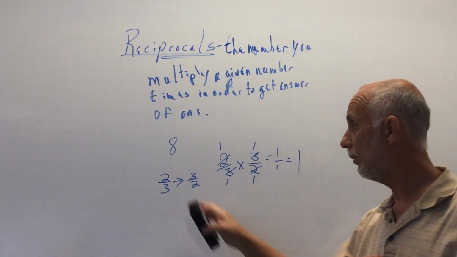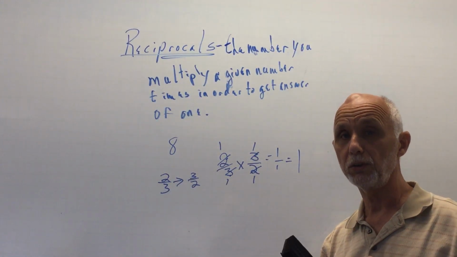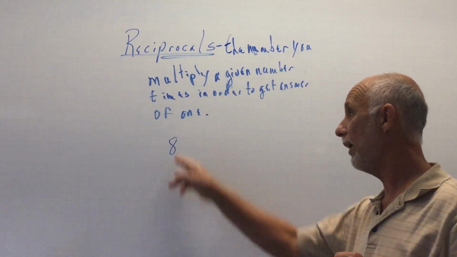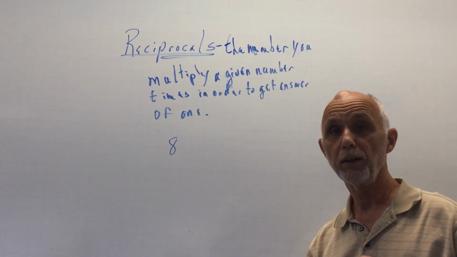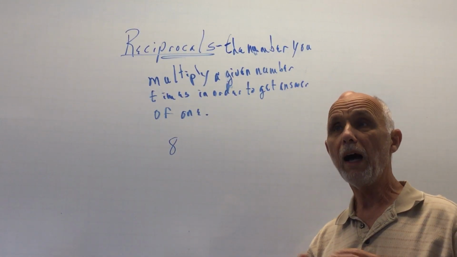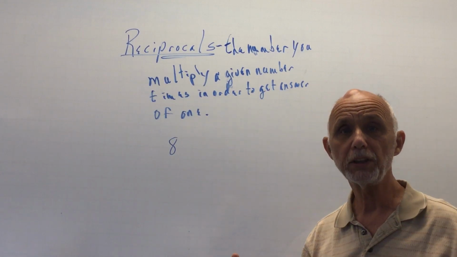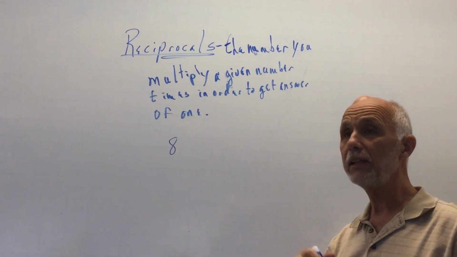And you say, okay, Mr. Du, now I got how to change a fraction to its reciprocal. But we still don't know how to change a whole number to reciprocal. You're right. So how could I change a whole number to reciprocal? Make it a fraction. How can I make 8 into a fraction?